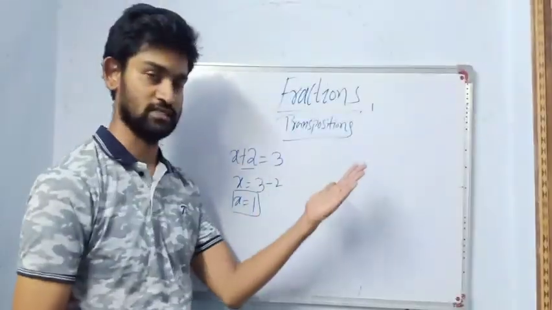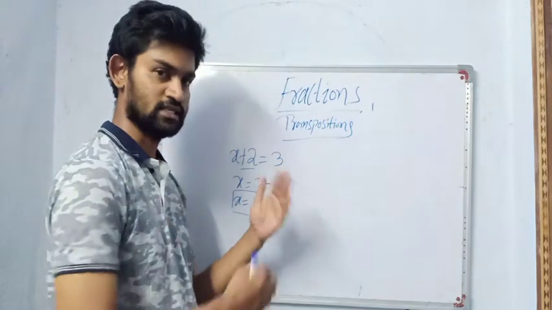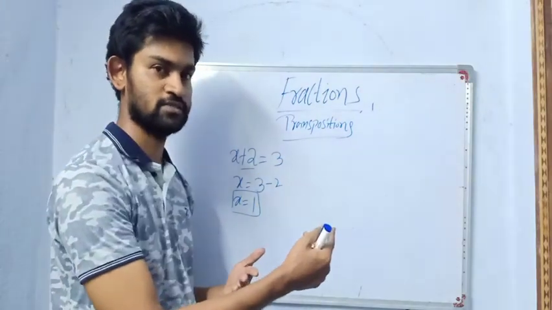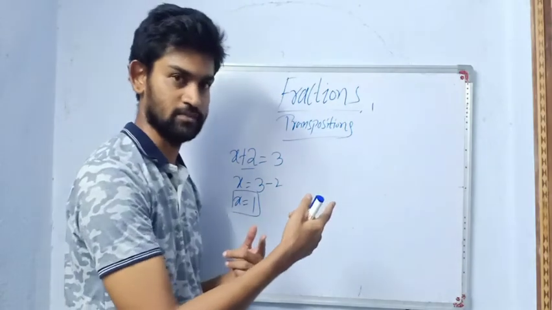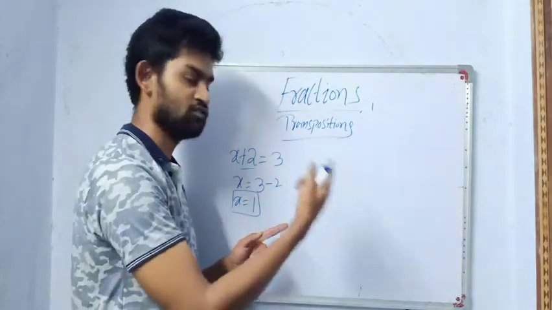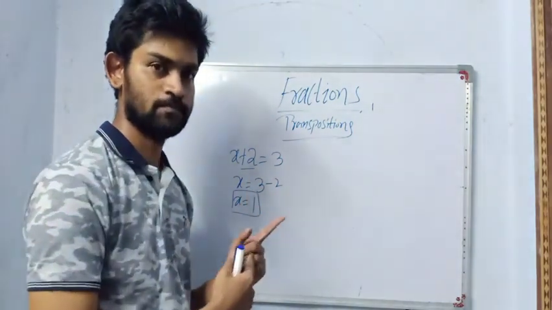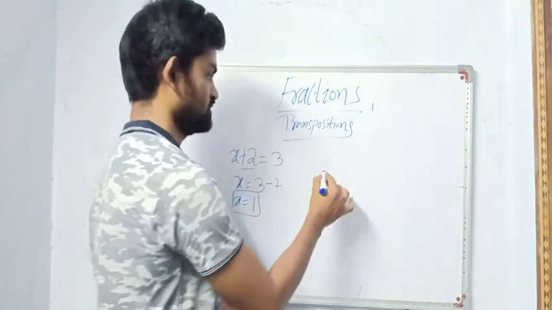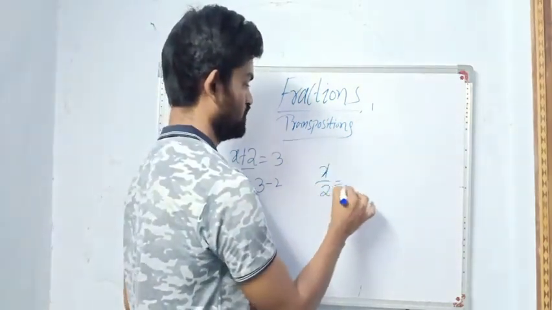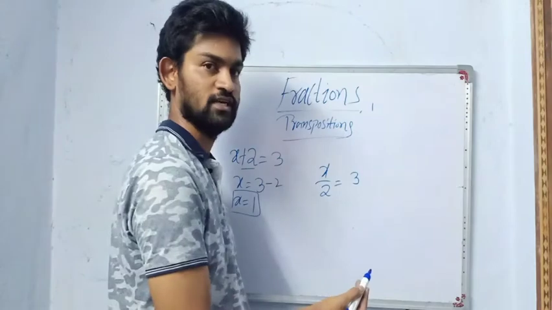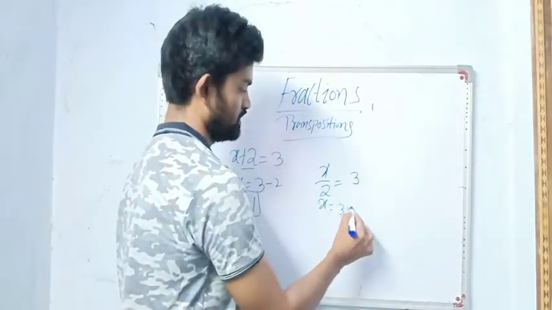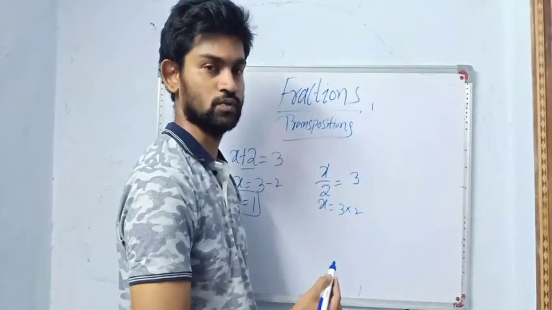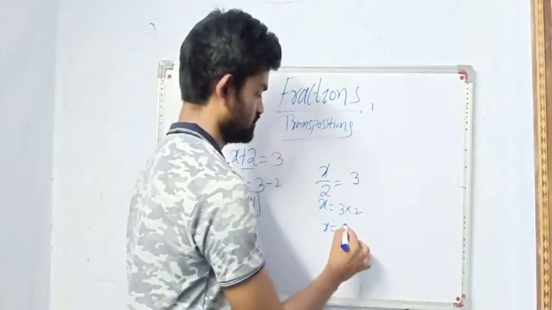This is how transposition works. Addition, if you send to the other side, becomes subtraction. Subtraction, if you send to the other side, becomes addition. Multiplication, if you send to the other side, becomes division. Division, if you send to the other side, becomes multiplication. So x divided by 2 is equal to 3. If you send this division to the other side, it becomes multiplication by 2. That is, x is equal to 6.